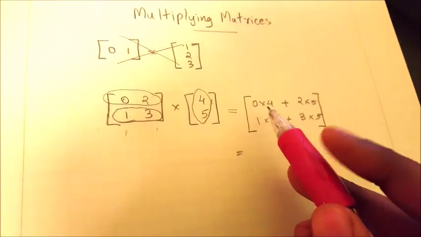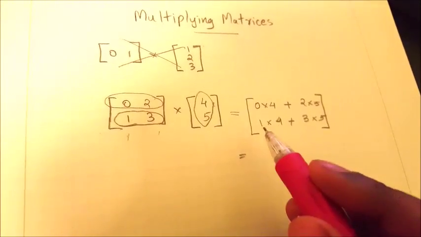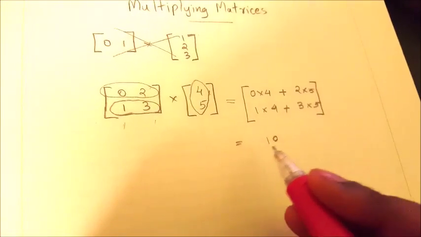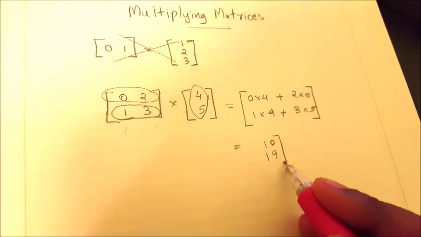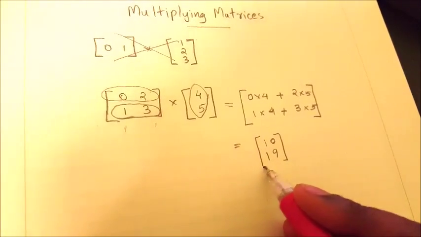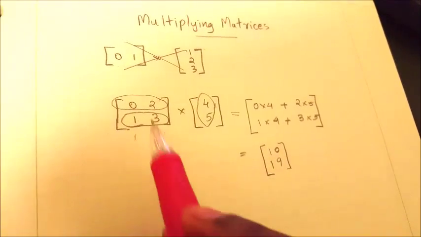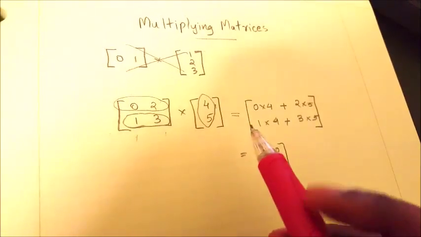So 0 times 4 is 0, plus 2 times 5 is 10, so you get 10 on top, and then 1 times 4 is 4, plus 3 times 5 is 15, so 4 plus 15 is 19, and that is the resulting matrix you get from multiplying those 2 matrices. So you see, this multiplication is actually possible because the number of columns in this matrix matched up with the number of rows in this matrix.